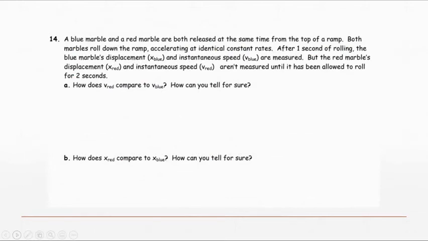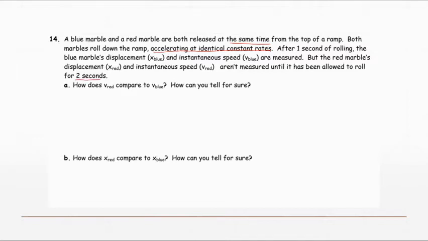Okay, so now we're going to do a little bit more with the kinematic equations. This question says a blue marble and a red marble are both released at the same time from the top of a ramp. Both marbles roll down the ramp, accelerating at identical constant rates. After 1 second of rolling, the blue marble's displacement is x blue, and instantaneous speed is v blue. But the red marble's displacement, x red, and instantaneous speed, v red, aren't measured until it has been able to roll for 2 seconds.